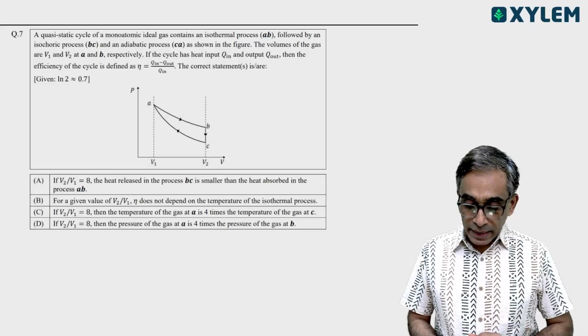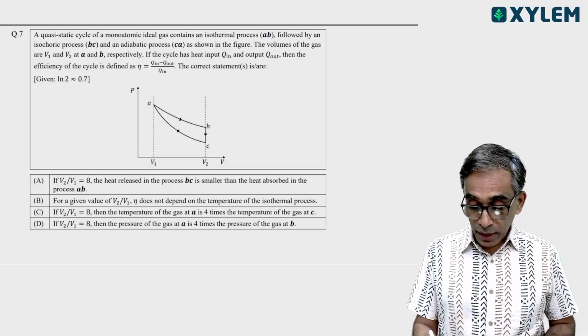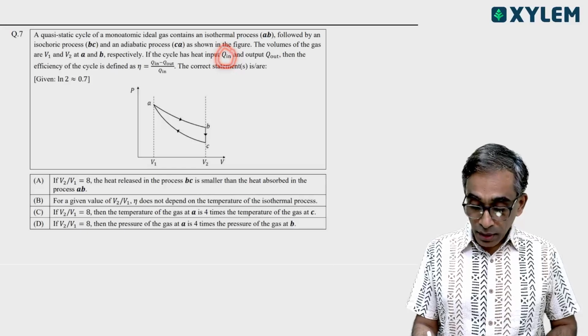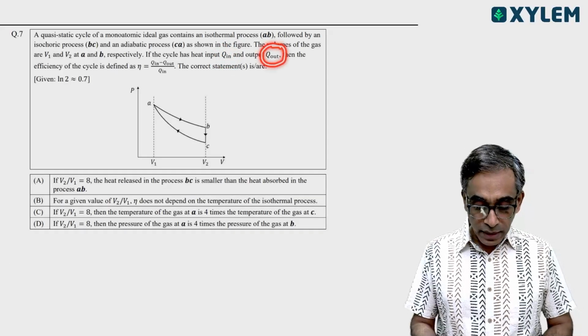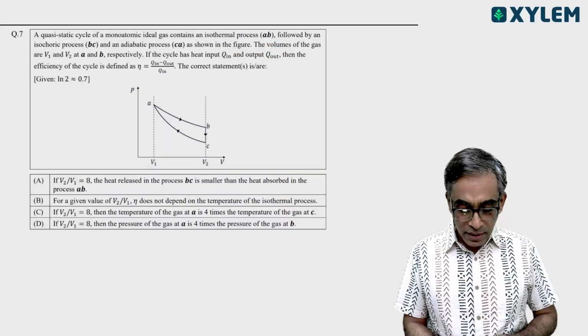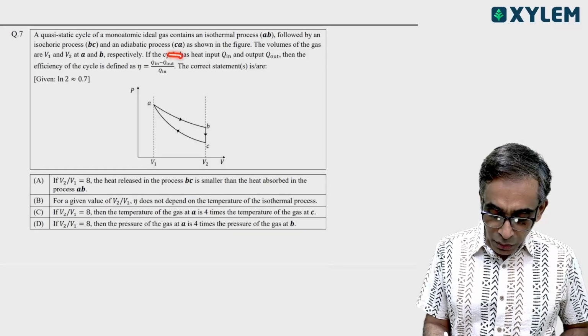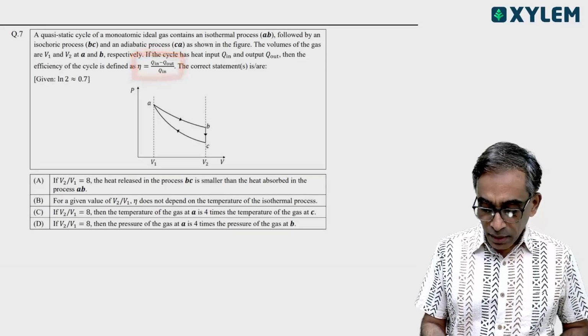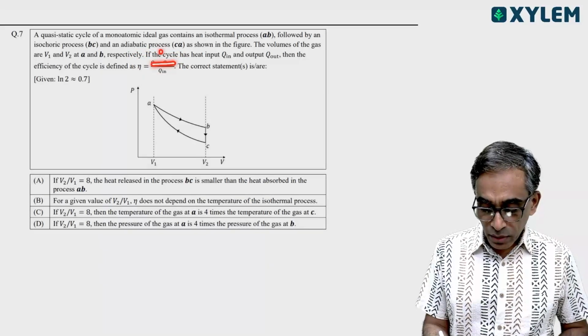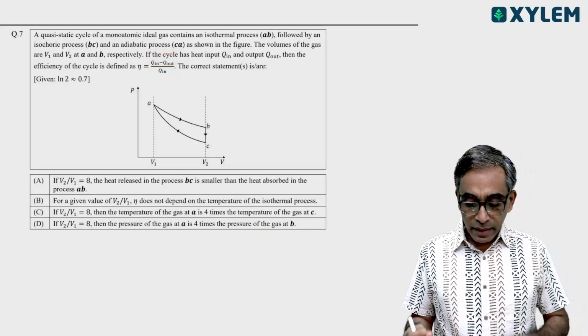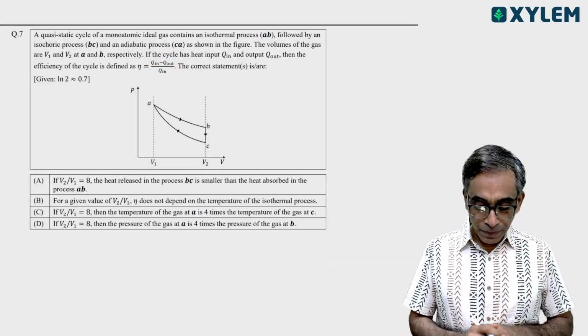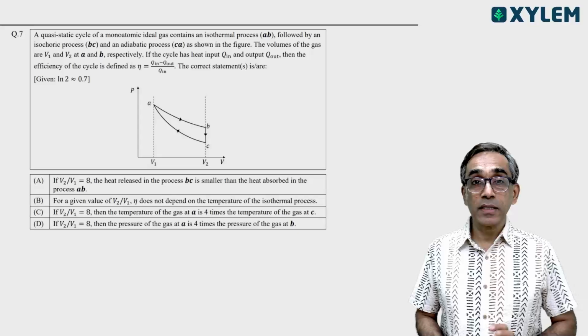If the cycle has heat input Q in and heat output Q out, then the efficiency of the cycle is defined as eta equal to Q in minus Q out by Q in. Q in minus Q out is actually the work done. Work done by heat input is the efficiency. Also, log 2 is given as 0.7.